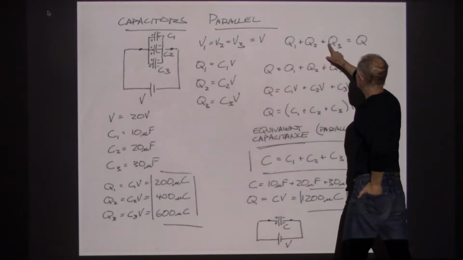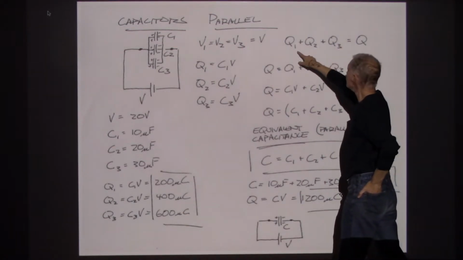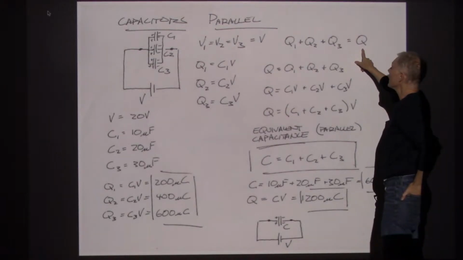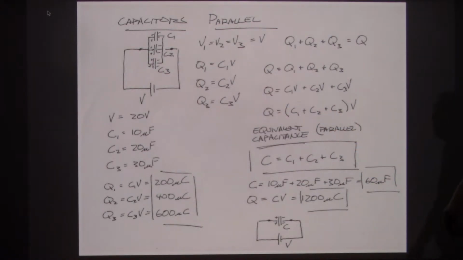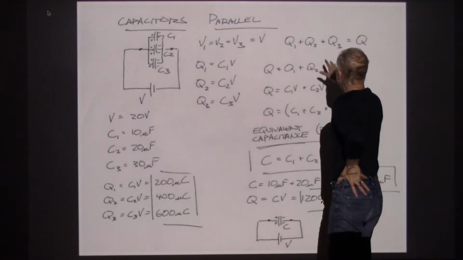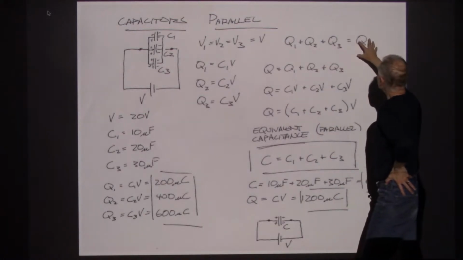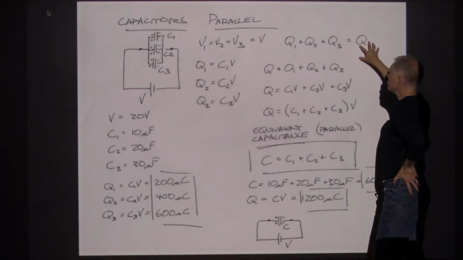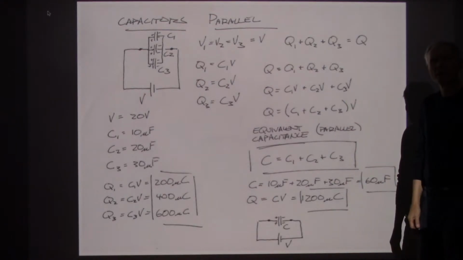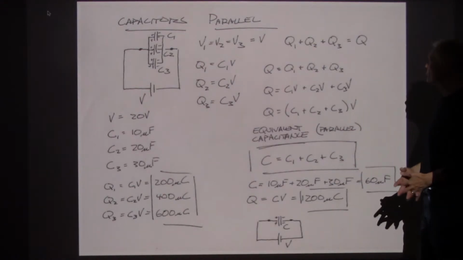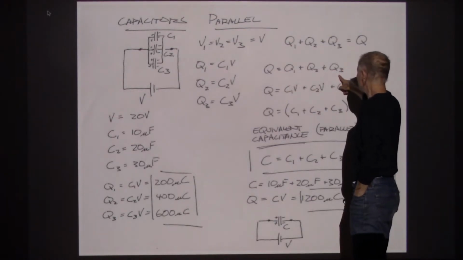Q1 plus Q2 plus Q3, these are all different values of Q, but I could add them together and say that combined, they give me some total amount of charge. So in some sense, if I took these three capacitors out and replaced them with one that had the total charge Q, in some sense that capacitor would be equivalent to the three that we've looked at. So that's what we're going to do. We're going to define the Q this way.